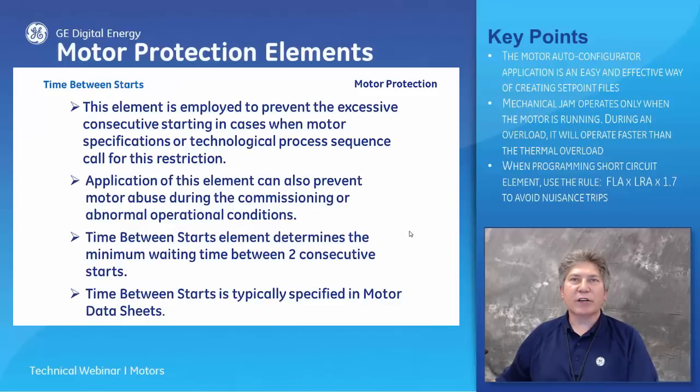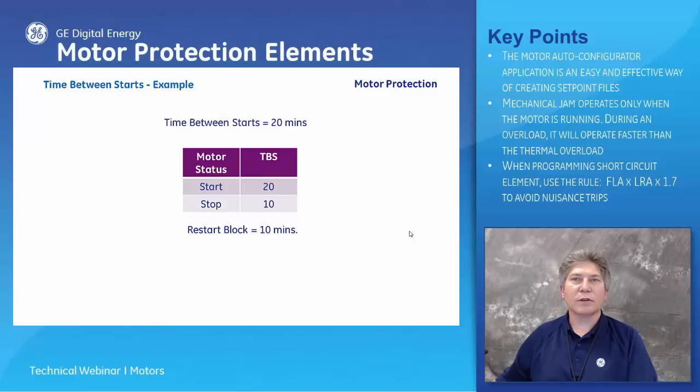Time between starts. This element is employed to prevent consecutive starting or motor abuse during commissioning or abnormal operation conditions. This element determines the minimum waiting time between two consecutive starts. Time between starts example. Let's program the time between starts element to 20 minutes. When we start the motor, the counter begins at 20 minutes and starts counting down. If we stop the motor after 10 minutes, there will be a restart block until the timer resets.